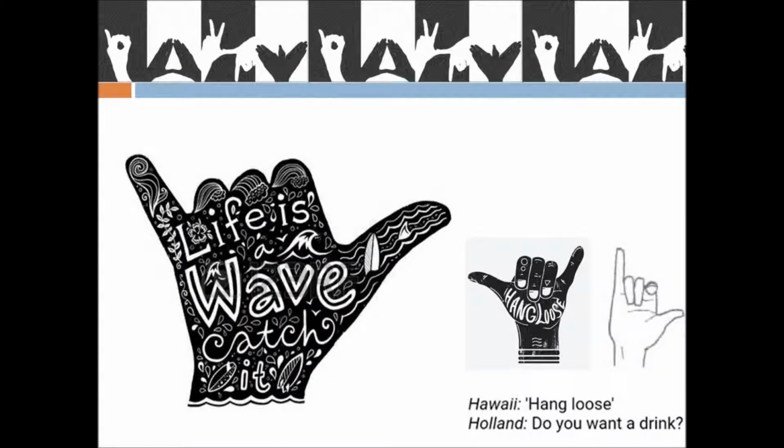And if you have ever been to a beach with surfers, or if you've ever seen a surfer in person, or even on TV, you're most likely to have seen them use this hand gesture. But here, it says that in Holland, it means that you're asking someone if they want a drink. And in Taiwan, it is used for the number 6 and for the gesture of making a phone call.